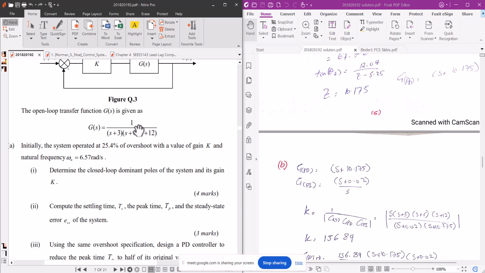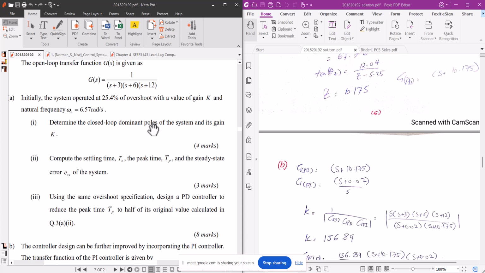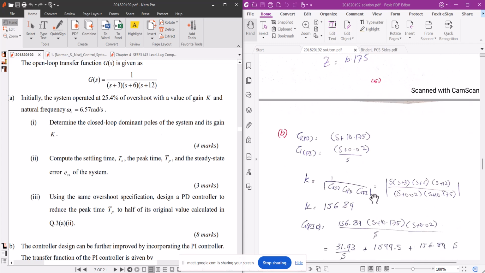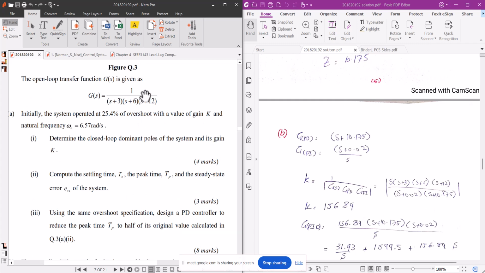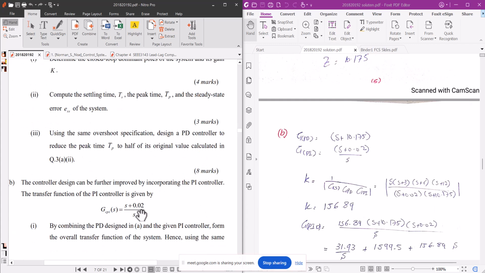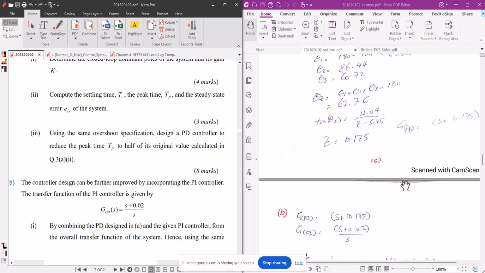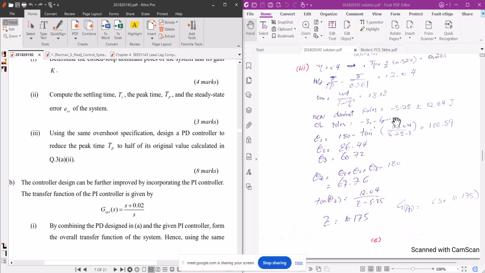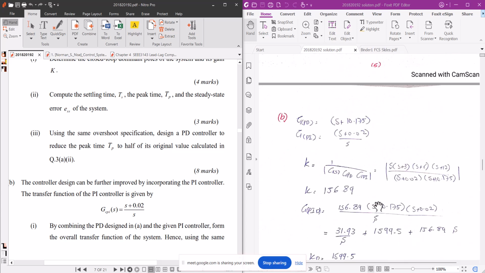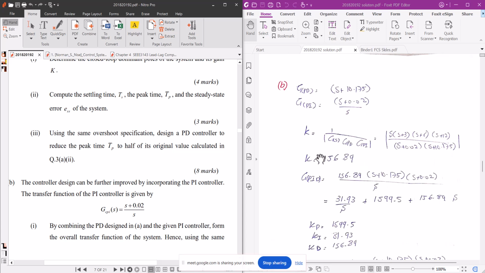In order to calculate the gain K, you have to use the same method: K is 1 over the magnitude of the transfer function. By taking its inverse, it becomes s plus 3, s plus 6, s plus 12, and s goes to the upper side, and these become down, s plus 0.02 and s plus 10.175. So you can put s here, your desired location, this one point here, and then you will get your gain, which comes out to be 156.89. So your overall transfer function will be 156.89 into s plus 10.175, s plus 0.02 over s, multiplied by the system.